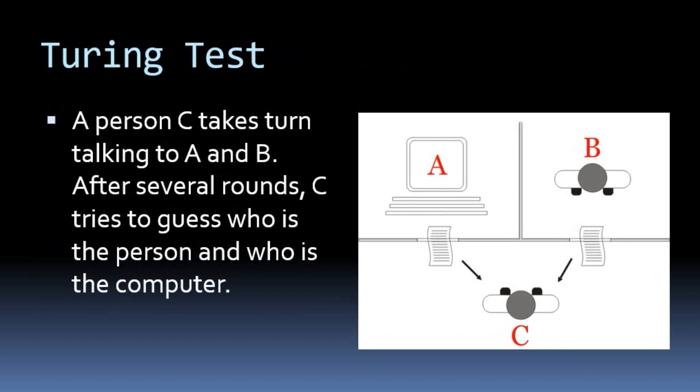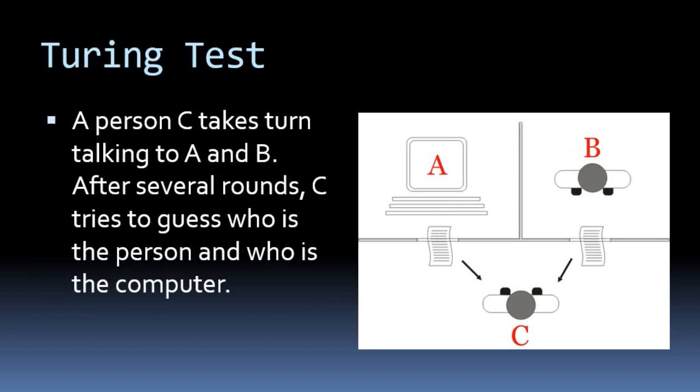Let me describe this to you. A person C takes turns talking to A and B. After several rounds, C tries to guess who's the person and who's the computer. None of this very strange and awkward who's the man and who's the woman stuff. So this is the Turing test as we currently understand it.